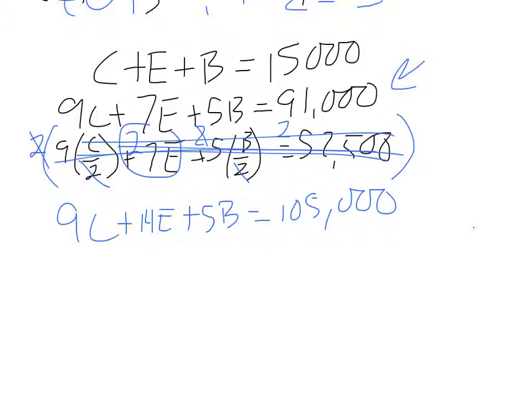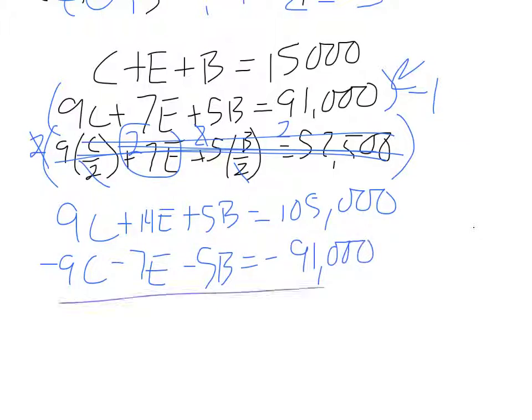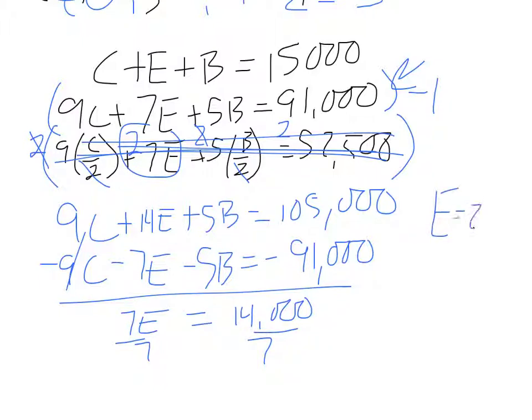And if I look right here, C and B would cancel off nicely if I just multiply this by negative 1. So negative 1 times that's negative 9C minus 7E minus 5B equals negative 91,000. So here the C's cancel. 14E minus 7E is 7E. The B's cancel. And right here, when we subtract this off, we get 14,000. Divide by 7. And E equals 2,000. There's 2,000 end zone seats.